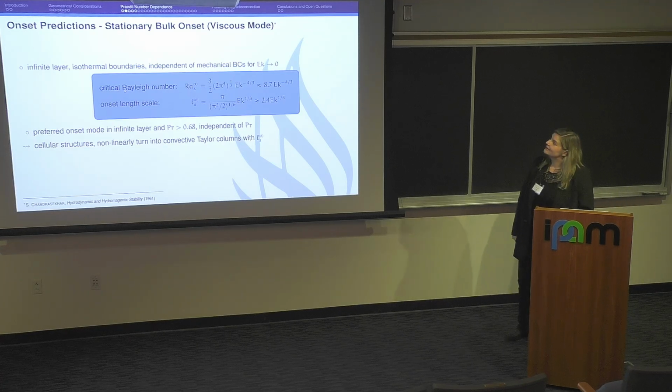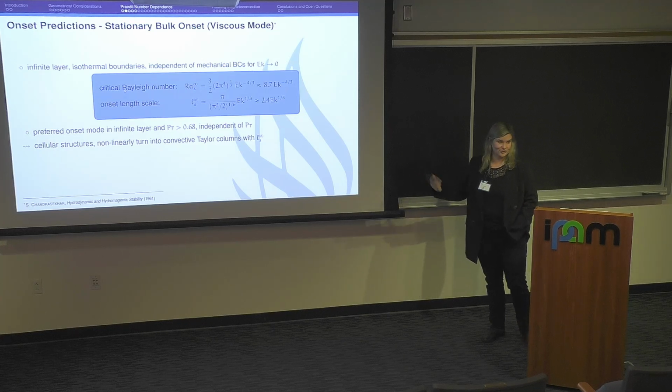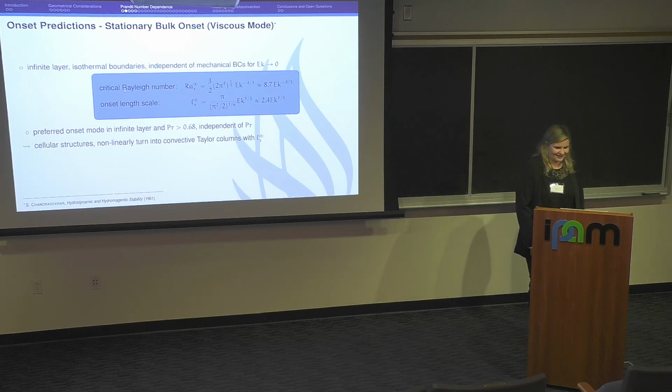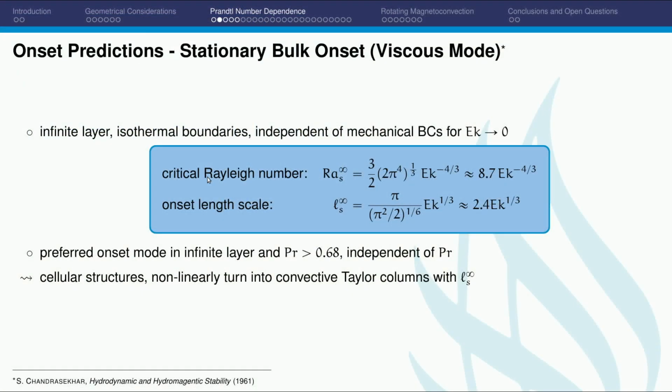And this is also essentially just the repetition of what John has shown already. If you want to consider the Prandtl number dependence, of course, the first thing you want to look at is the onset of convection. What we see is the normal or naive onset of convection is stationary, based on Chandrasekhar, and that's really valid for all Prandtl numbers larger than 0.68. And what we get is the critical Rayleigh number that scales with Ekman to the minus 4/3, and for our length scale, Ekman to the 1/3.